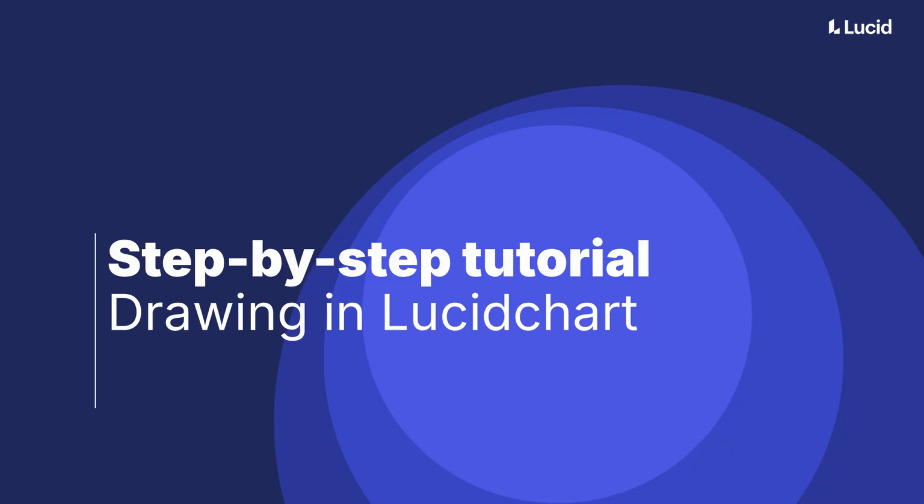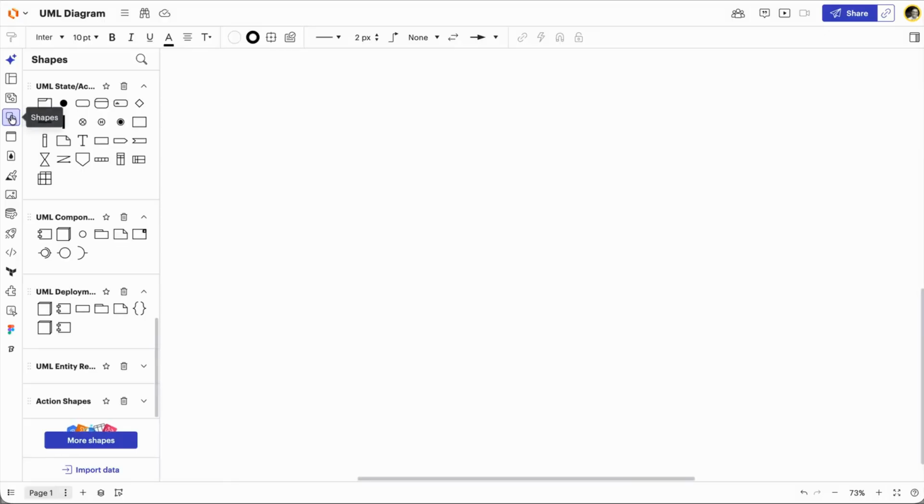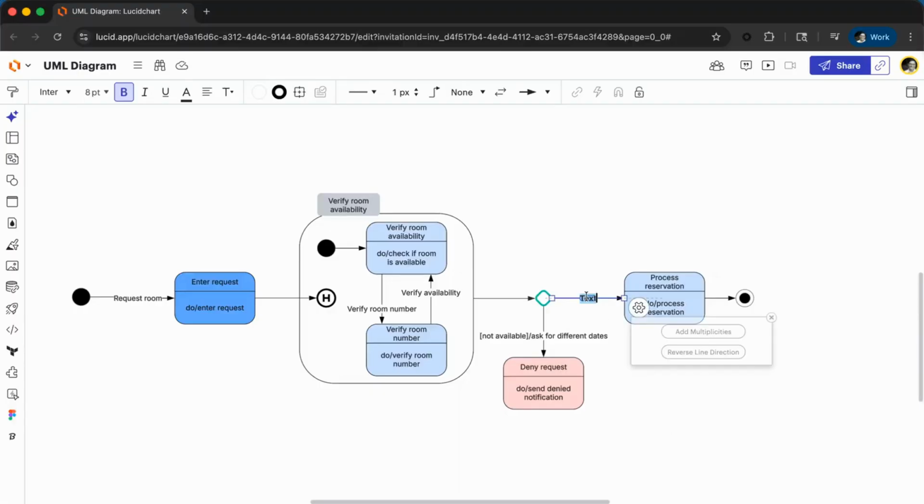Now let's jump into a step-by-step tutorial, how to draw a state diagram quickly and efficiently using the tools available in Lucidchart. First, enable the UML shape library. Drag out your initial state and create your first transition by clicking and dragging from the node of the circle to a state shape. Name your states and transitions clearly.